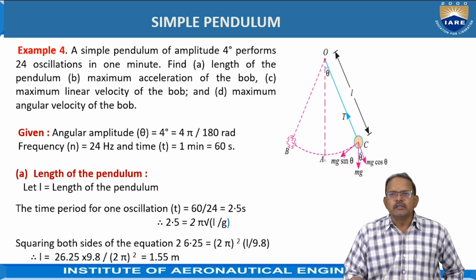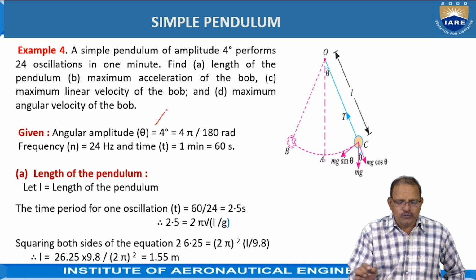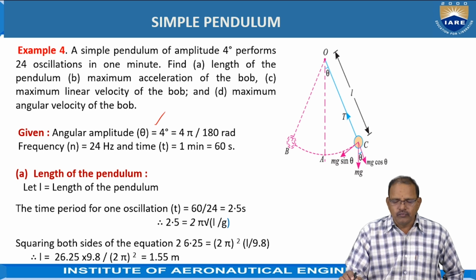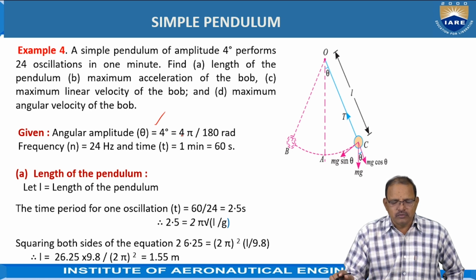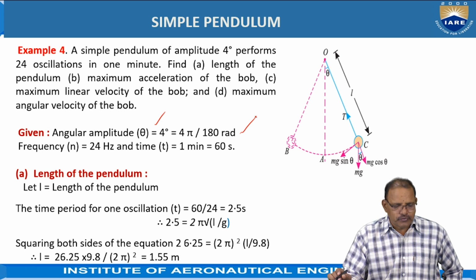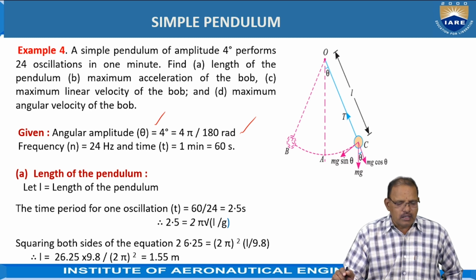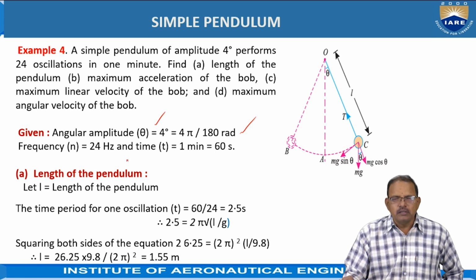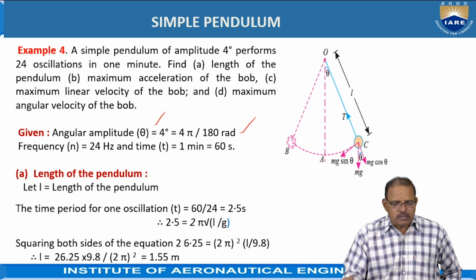So the given data in the problem is theta equal to 4 degrees. Here the amplitude is the angle, which in radians is 4 into pi by 180. The frequency is given: it performs 24 oscillations in 1 minute. So here frequency is equal to the number of oscillations per second, that is 24 by 60.